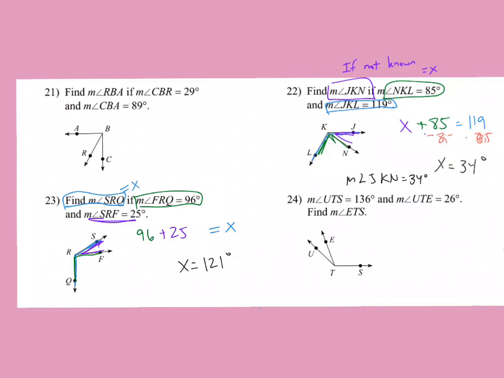Now, my last part is to say, what did they want to know? They want to know the measurement of angle. So the little m means measurement of angle SRQ. And I put 121 degrees.